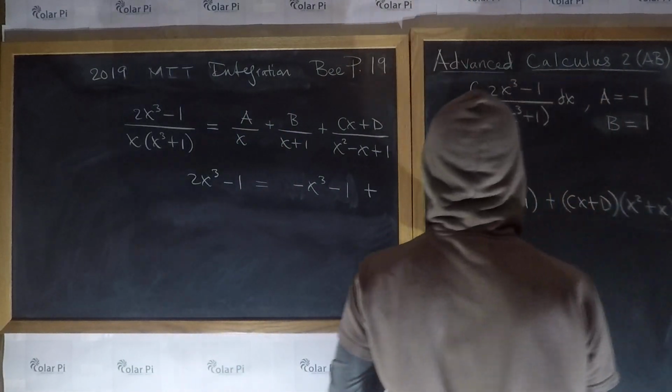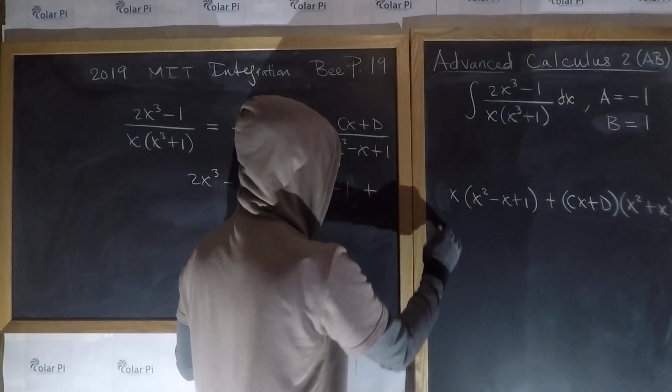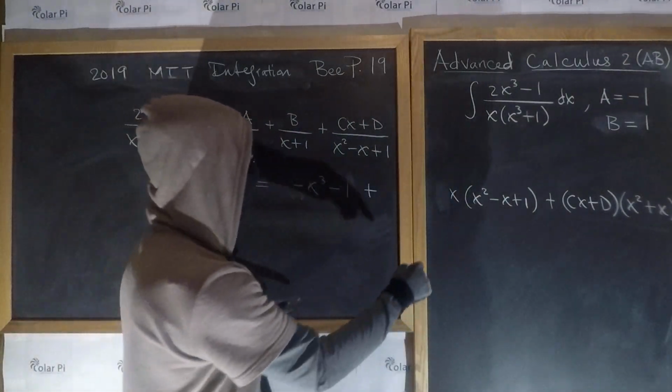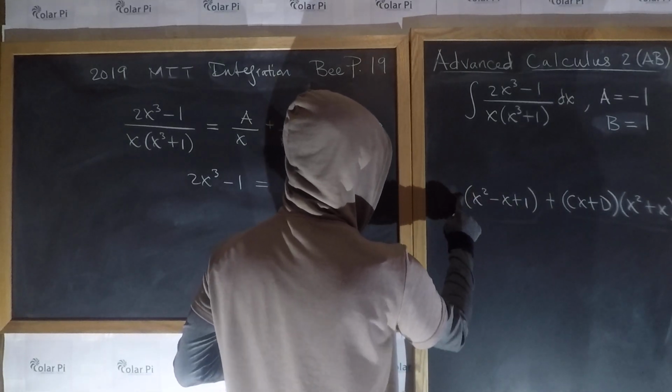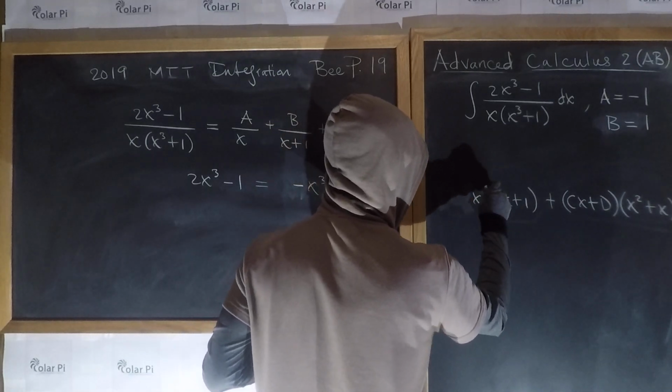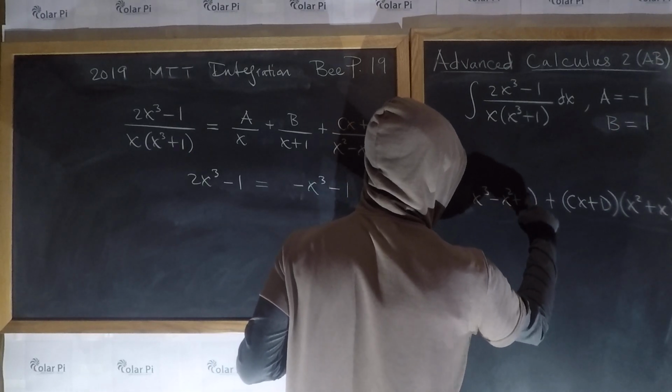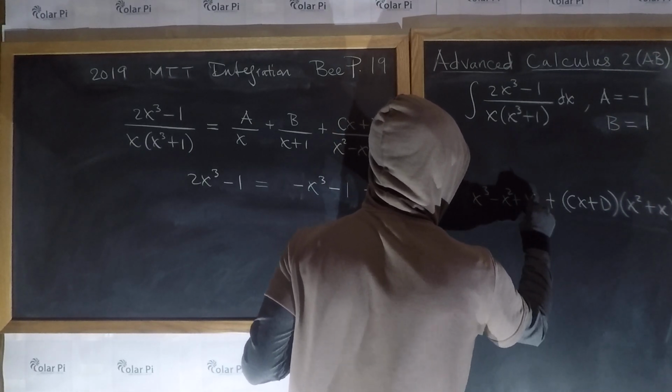b is equal to 1. So here I could replace that with a 1. And then if I multiply this, I get x cubed minus x squared, and then plus x, right?